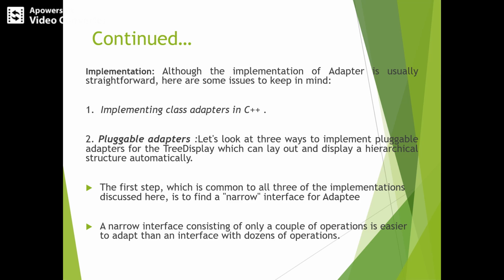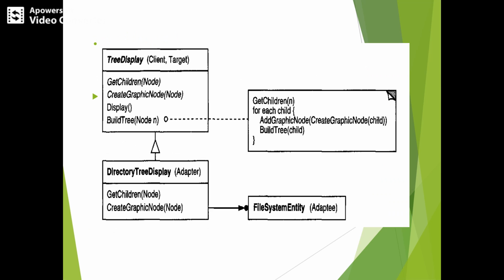There are two approaches we can say: the narrow interface leads to three implementation approaches that we will take into consideration. The first step, which is common to all three of the implementations discussed here, is to find a narrow interface for the adaptee. So majorly we consider the narrow interface, which leads to three implementation approaches, and what issues will be considered in the implementation part. So we will discuss this.